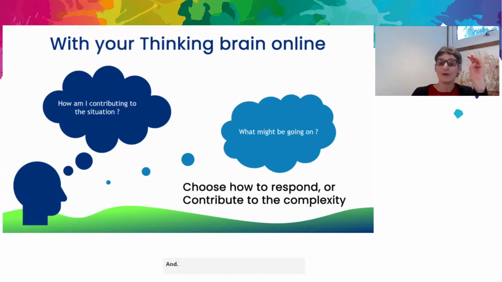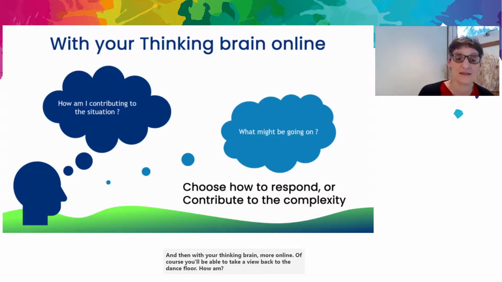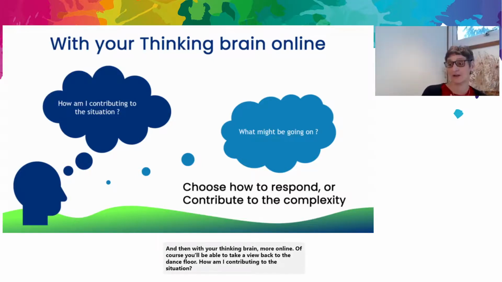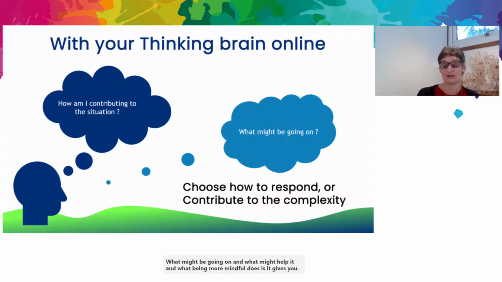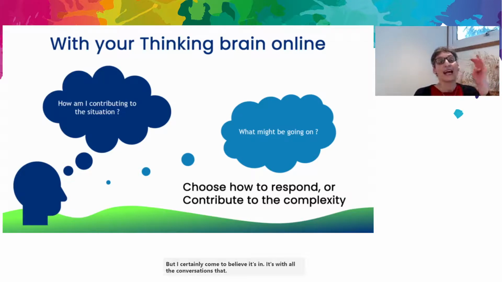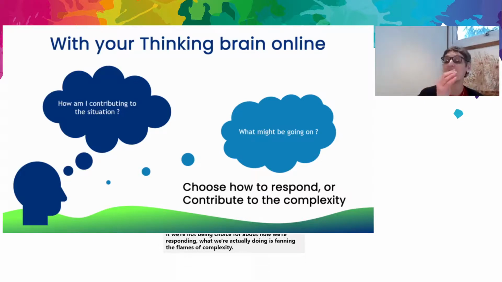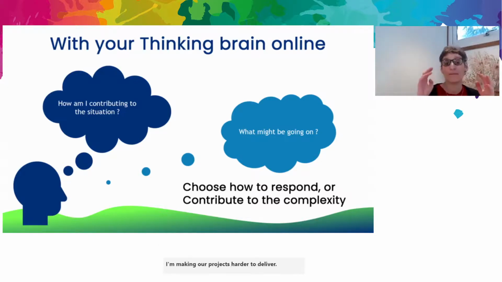And then with your thinking brain more online, of course, you'll be able to take a view back to the dance floor. How am I contributing to the situation? What might be going on and what might help it? And what being more mindful does is it gives you choices about how to respond. And I'm going to be really blunt. And I didn't realize the extent of it, I think, when I wrote the book, but I've certainly come to believe it since, with all the conversations that it's provoked in other people, that if we're not being choiceful about how we're responding, what we're actually doing is fanning the flames of complexity and making our projects harder to deliver than they need be. And of course, it bounces around. This stuff, as I said, is really contagious. So I want to just give you a few moments to reflect on that.